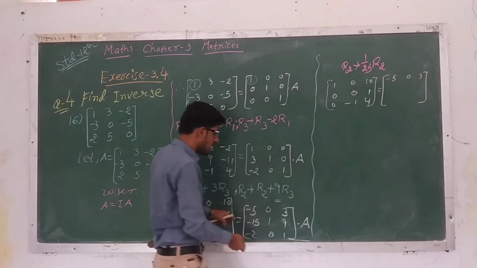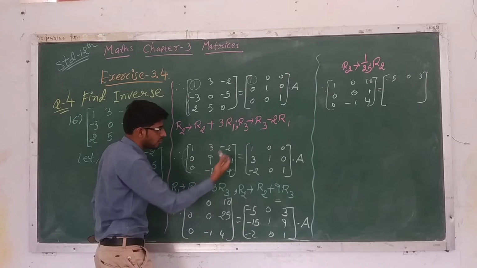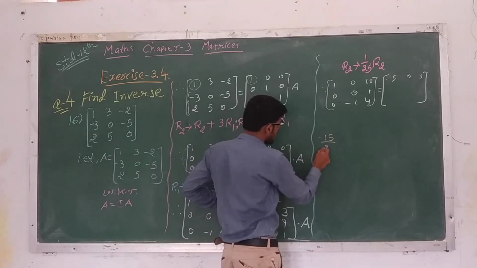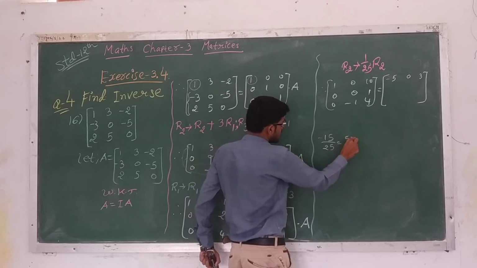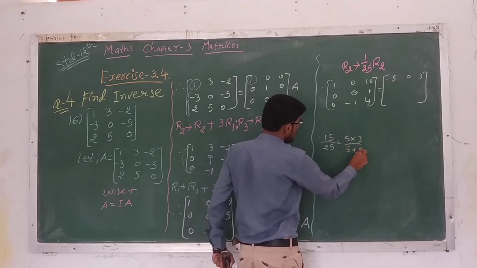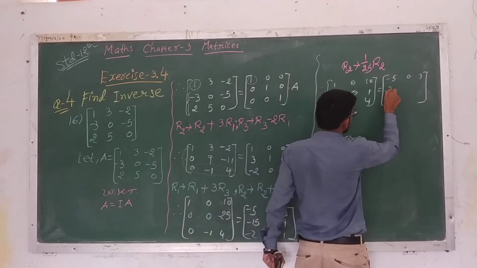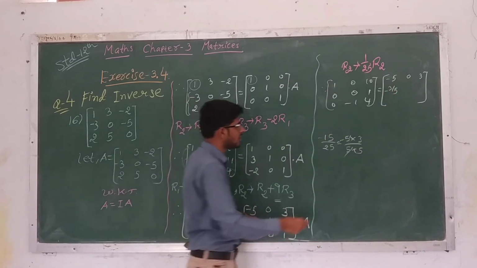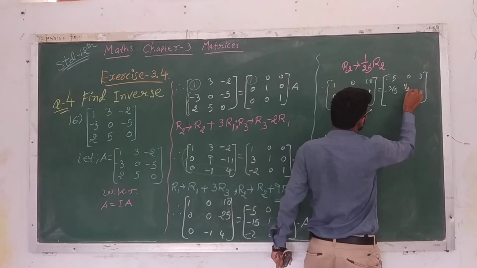Second row, we have to divide by 25 because we have to apply the same operation on both sides. So here minus 15 divided by 25. So 5 threes are 15 and 5 fives are 25. So here minus 3 by 5. Next here divide by 25, so 1 by 25.